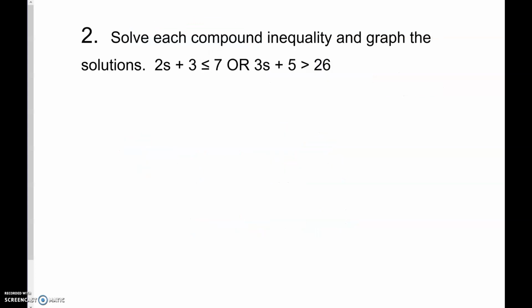Number 2 says here, solve each compound inequality and then graph the solutions. The first thing I notice in this problem is this word or. And when I see or and I think of my graph, I think of two things that are going to be going out. So I know in my mind, this is what I'm going to need at the end. I'm going to put my line down here and solve this first one.